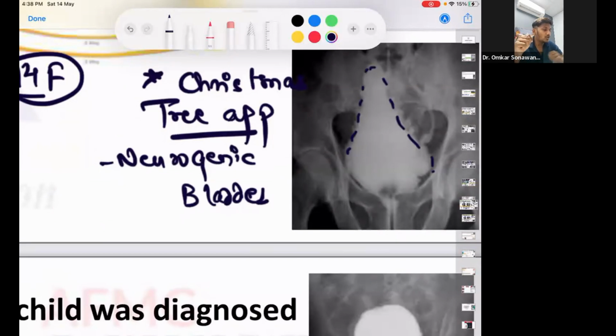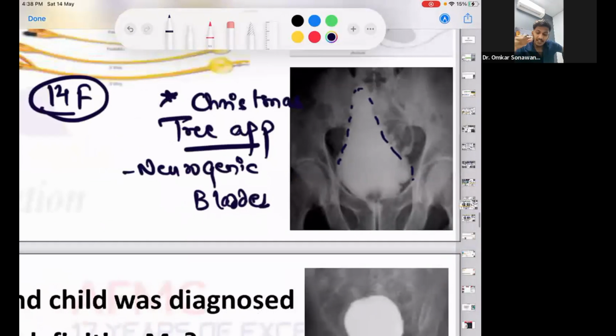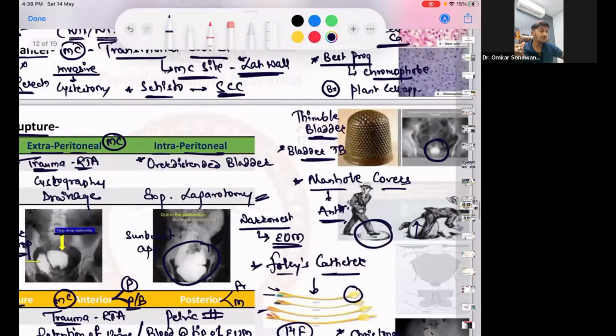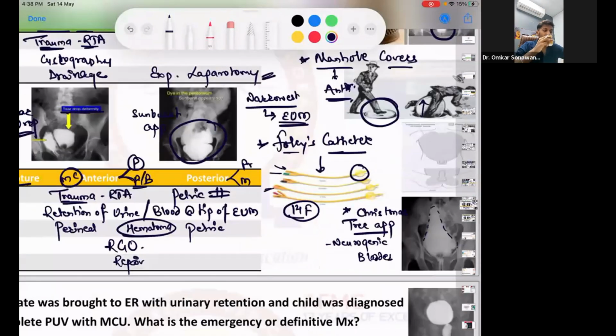No issues with this. Anybody now? Please remember these are the two important things. Thimble bladder is a different feature, a feature of bladder TB, whereas a neurogenic bladder gives the appearance of a Christmas tree. No issues with this.